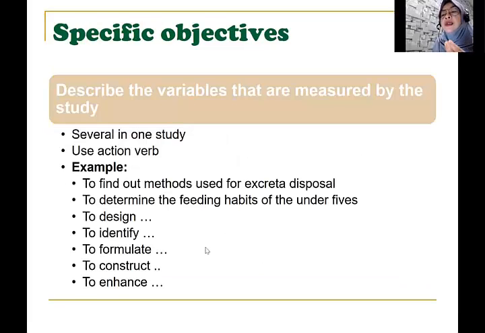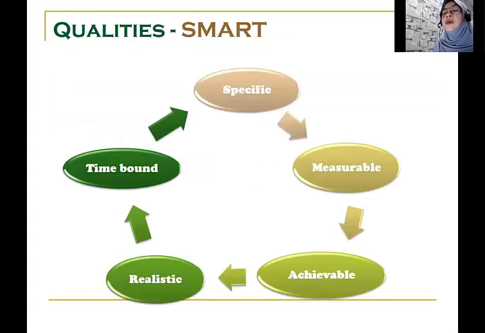Specific objective describes the variables that are measured by the study. Several in one study, use action verb, for example, to find out method, to determine, to design, to identify, to formulate, to construct, to enhance. So these are examples of terms that you can use in specific objective. So the quality of objective must have SMART quality, that is specific, measurable, achievable, realistic, and time-bound.